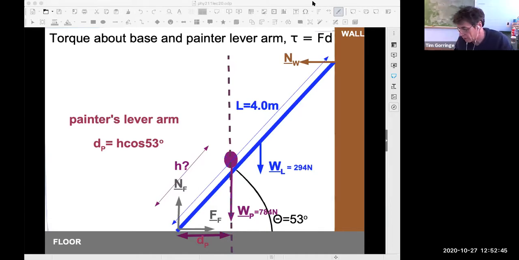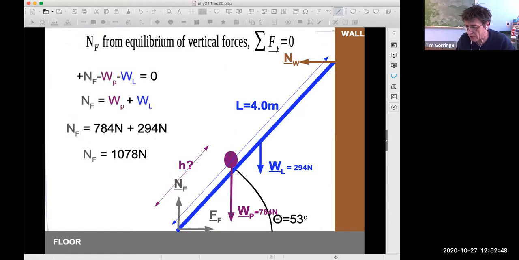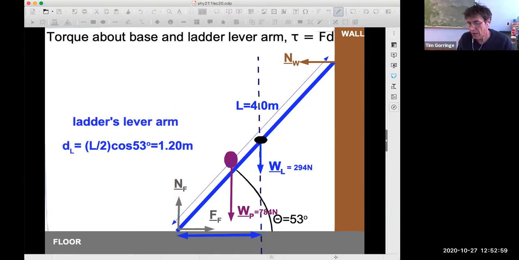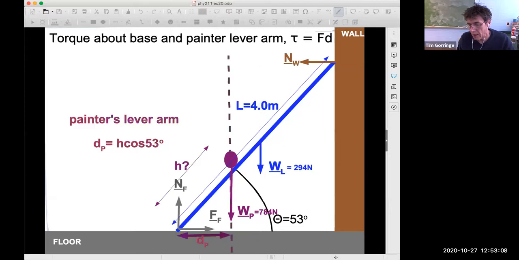So just to summarize those last three slides, let me just go back. I calculated the lever arm of the wall's force on the ladder. It was 3.19 meters. I calculated the lever arm of the ladder's force on the ladder. It was 1.2 meters. And I wrote down an expression for the painter's lever arm on the ladder in terms of his height up the ladder, the thing that we want to find.